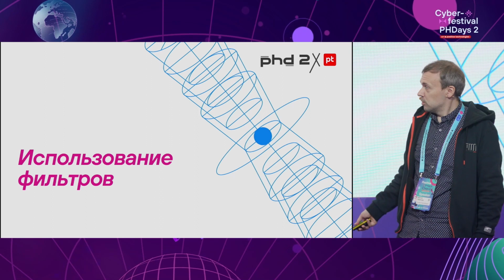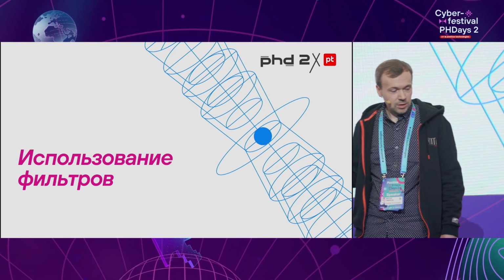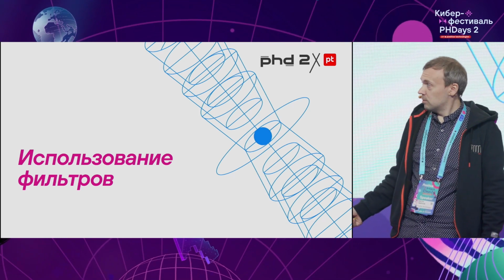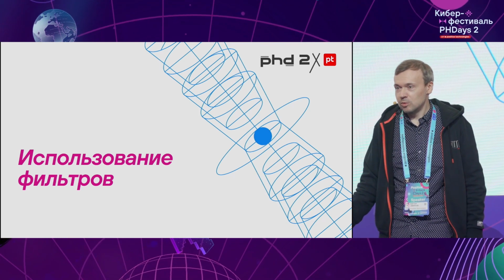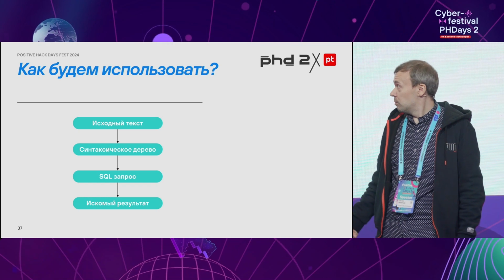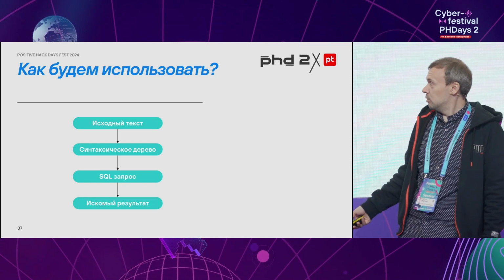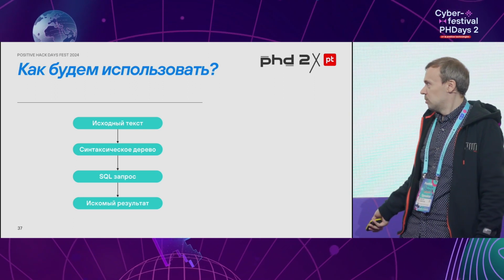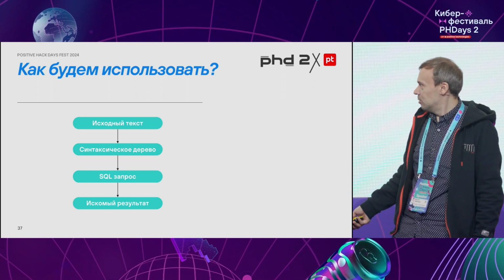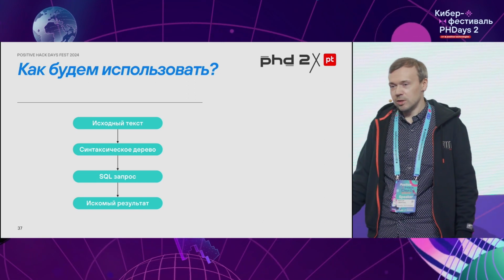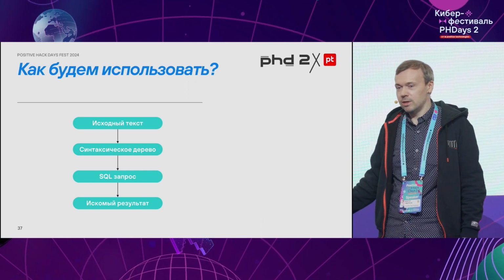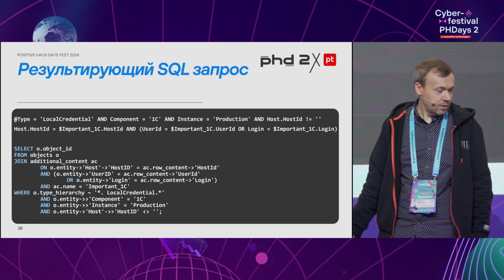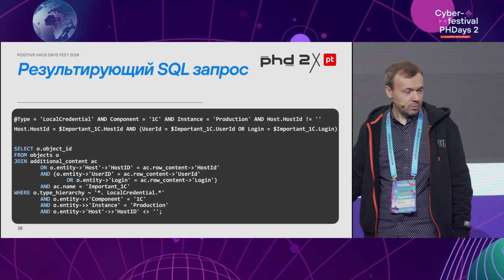So now, how are we going to use the syntax trees that we build from them? All the data we have is in a relational database, and we would like to turn the tree into a query, and to execute it and get the set of objects that will fit all the criteria of the filters that we set up.